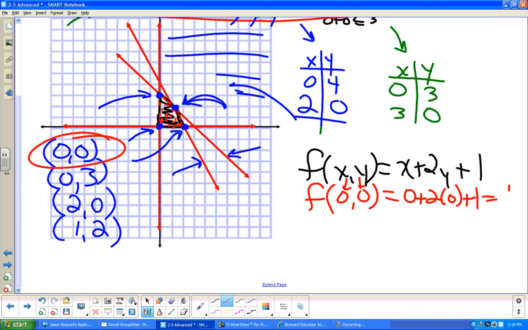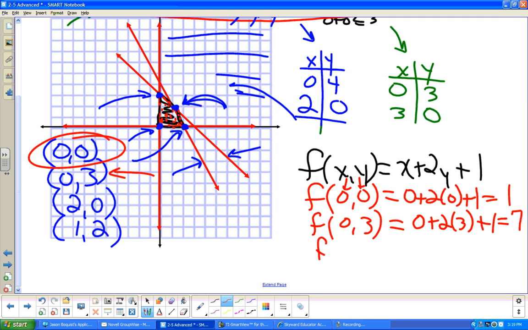That is 1, right? And then we'll put in the next one. What do we got next? (0, 3). It really doesn't matter which ordered pairs you put in when. You have to put them all in anyway, so just put them in. So now wherever I see an x, I put 0. Wherever I see a y, I put 3. So 0 plus 2 times 3 plus 1. What do we got there? 7. Okay, so go ahead and just finish them up as I'm finishing them up.